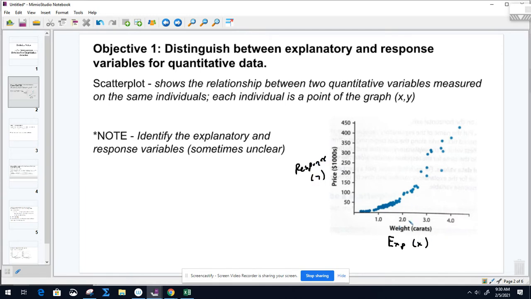And it's always going to be written as an ordered pair. So you can see we're going to talk about the association or the correlation of every single one of these points. We use the word association in statistics, where in Algebra 1 and Algebra 2, we use the word correlation. So in this graph right here, the explanatory variable is weight in carats. I'm assuming we're talking about some sort of diamond. And the response would be price in thousands of dollars. Okay, so we're going to distinguish between explanatory and response variables.